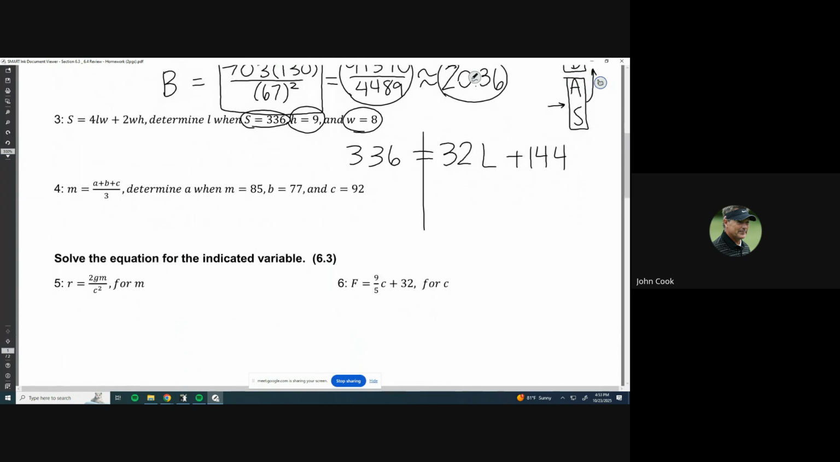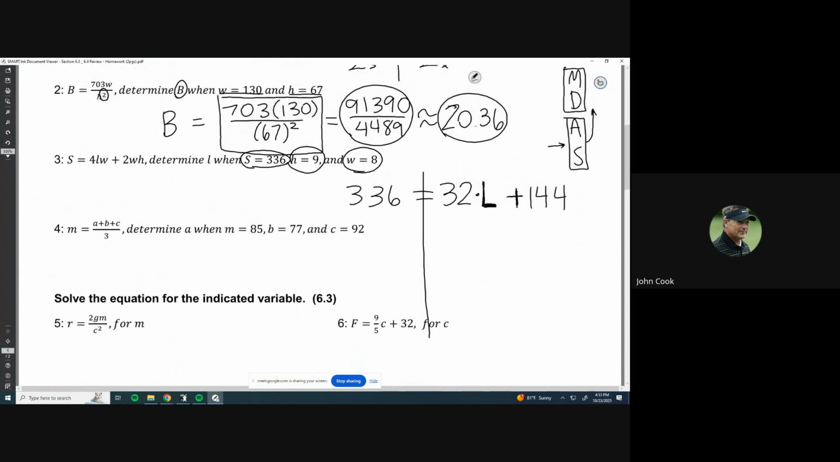So again, I use the reverse order of operations. So I want to get L all by itself. So what's happening to L? L is being multiplied by 32, and it's being added onto by 144. So I've got to get rid of the addition and subtraction first because of my reverse order of operations. So I got to get rid of this plus 144. So to get rid of plus 144, we do the opposite. We subtract away 144 from both sides.